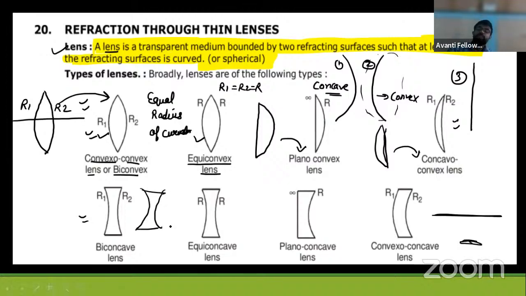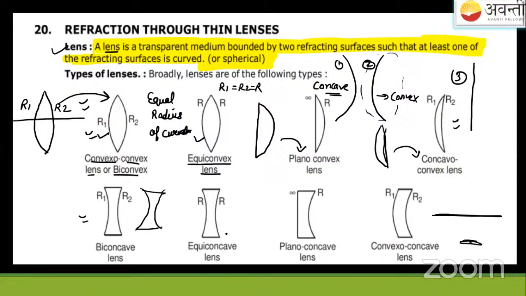Remember always, because all the lenses are, by the way, students, thin lenses. Remember this. All these lenses are basically what kind of lenses? These are thin lenses.